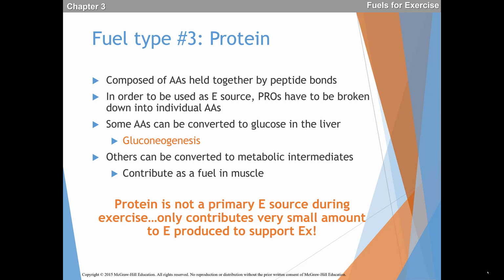You don't really need to know in this class which amino acids can go through gluconeogenesis, or which amino acids can get converted into metabolic intermediates. You also don't need to know how those two things really occur, just know that they happen.